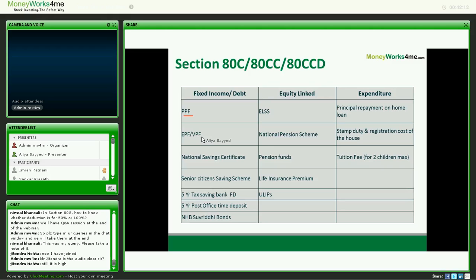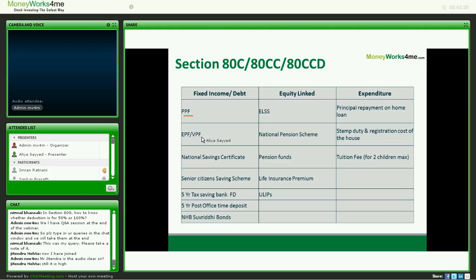The only pitfall of PPF is that there's a very high lock-in period of 15 years. That is the only disadvantage of PPF.